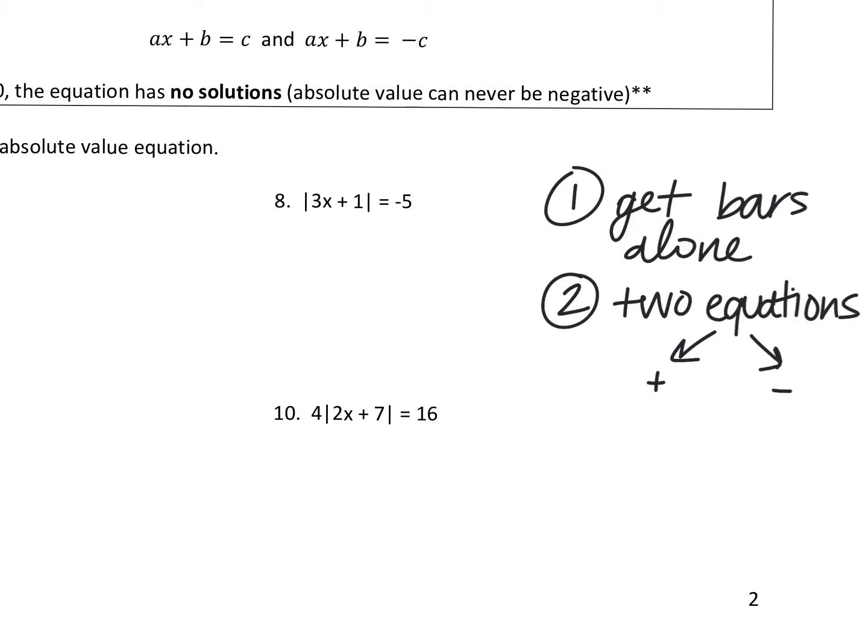So get the absolute value bars alone, and then have a positive equation and a negative. Because those numbers are the same distance away from 0, once you solve both of them, you'll have your 2 answers. The only time you'll get 1 answer is if it's 0.